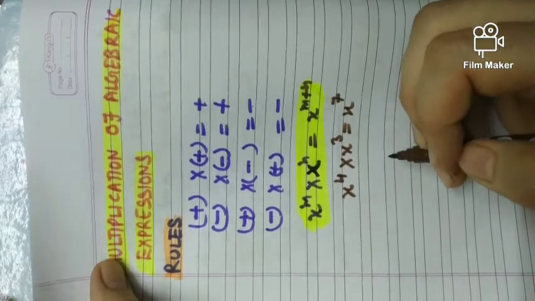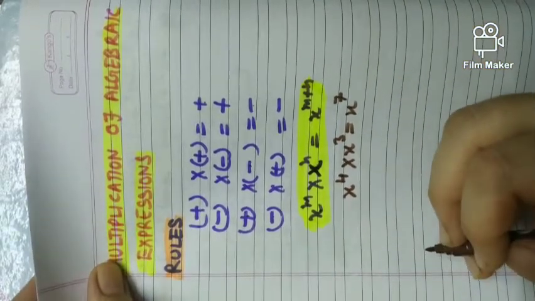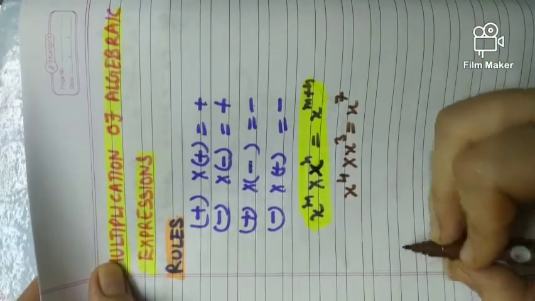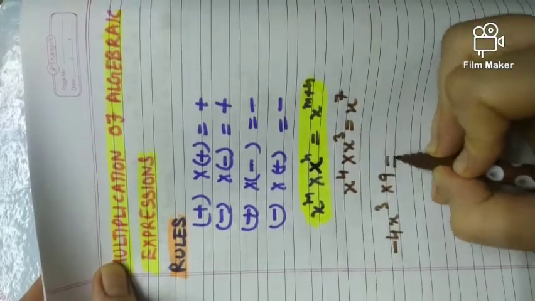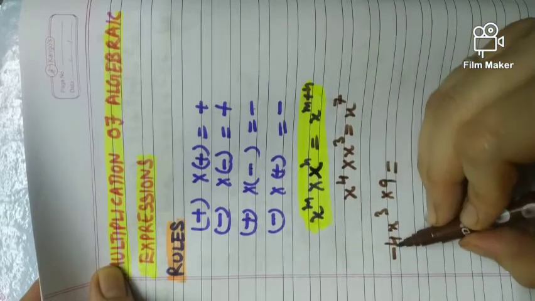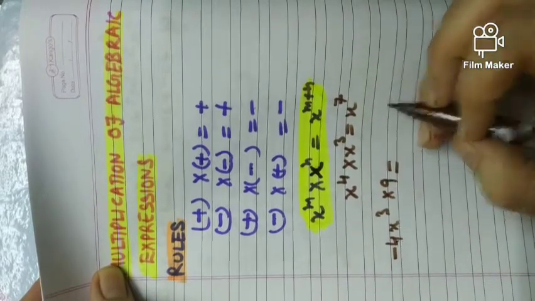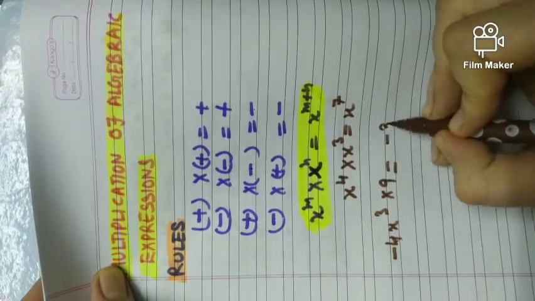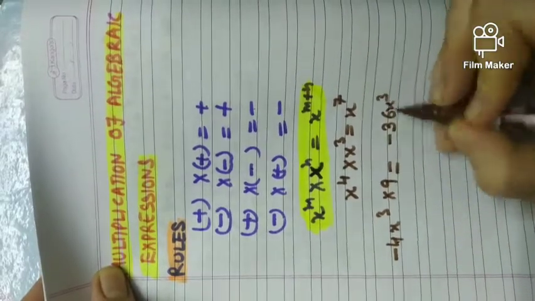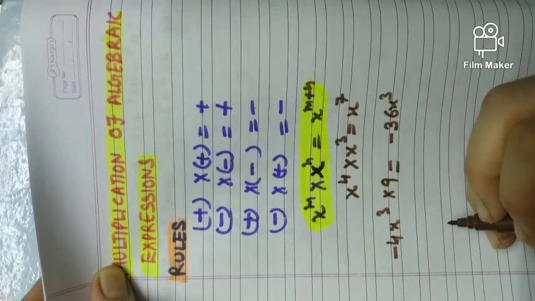Most important thing. Now how to multiply a monomial with a constant. For example, minus 4x cube into 9. Okay. So beta, simply multiply this number with this and x cube will be with it as it is. So 9 4s are 36, minus sign into x cube. So minus 36x cube.